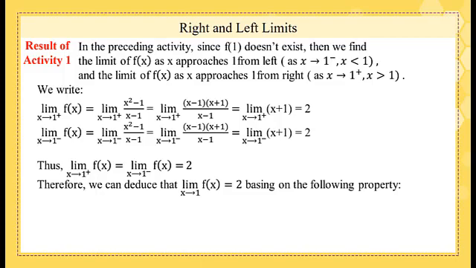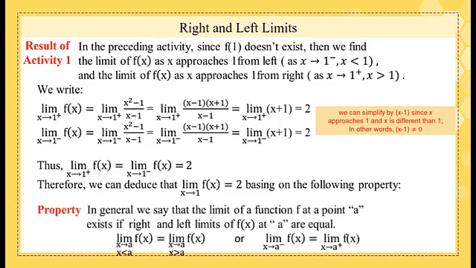Therefore, we can deduce that the limit of f of x as x tends to 1 equals 2, based on the following property. The property says that in general, the limit of a function f at a point a exists if the right and the left limits are equal. We write: the limit of f of x as x tends to a where x is less than a equals the limit of f of x as x tends to a where x is greater than a. Or we can say that the limit of f of x as x tends to a minus equals the limit of f of x as x tends to a plus.